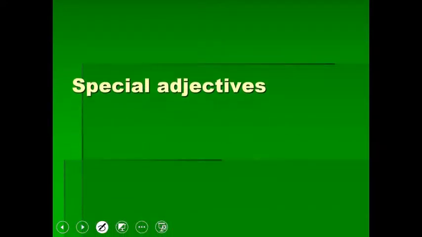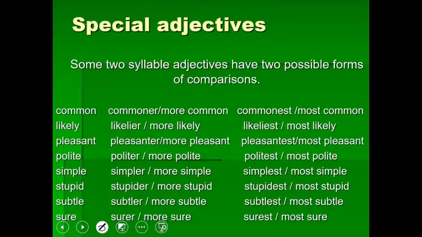Now, some special adjectives. Some adjectives have two possible forms. Common, commoner or more common, commonest or most common. All these are special. We can use either more or most, or we can use the rule to add er or est.